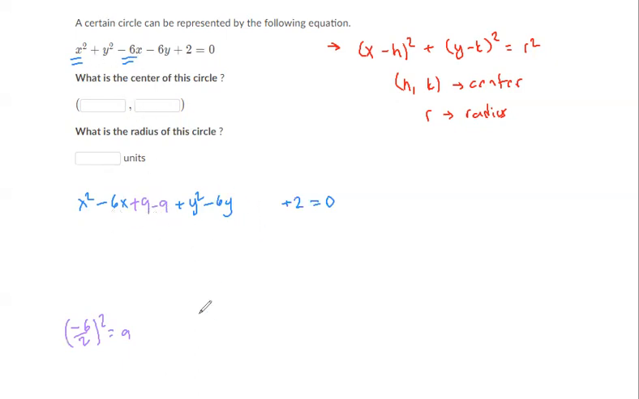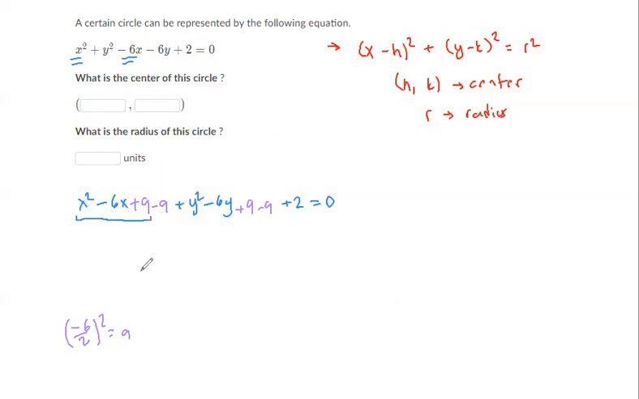And the same thing goes right here. I have minus 6; if you divide by 2 and square, you will get 9. So I'm going to add 9 and subtract 9. So this is exactly the same as the original. The only thing is we just add two zeros, which doesn't make any difference, right?